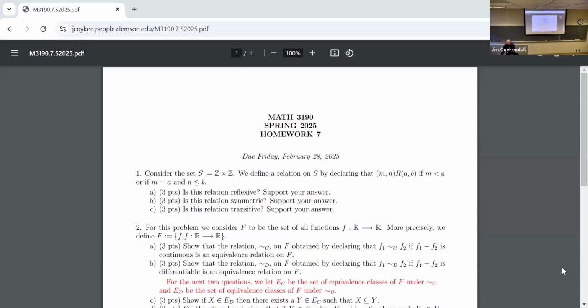Okay, so let me say a couple words about the next homework. This is all about relations, the kind of thing that we're talking about now. Consider first the set Z cross Z, where Z is the integers, and we define a relation on S by declaring that (m, n) is related to (a, b) if m is strictly smaller than a when you compare them in the integers. Or in the case that they're equal, n is less than or equal to b.